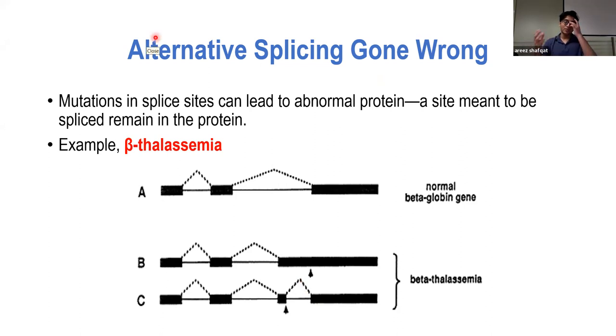Now, beta globin is a part of hemoglobin. Hemoglobin is found in red blood cells. Red blood cells carry oxygen, and red blood cells require normal hemoglobin to carry oxygen. In beta thalassemia, the beta globin part of hemoglobin is abnormal. One mechanism for this abnormality might be defective alternative splicing. Does that make sense?